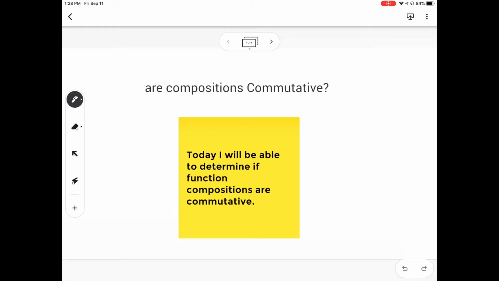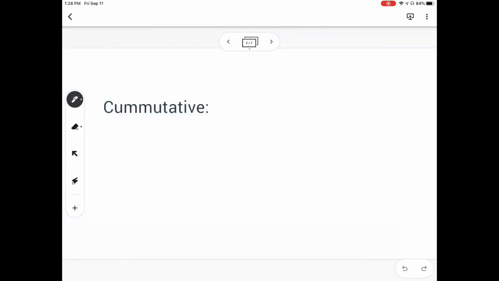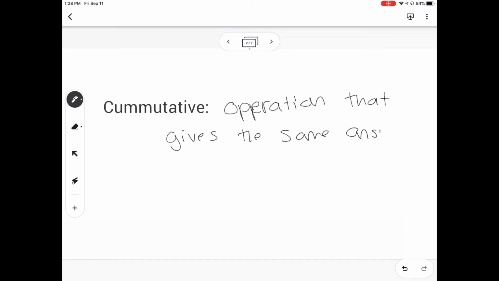In today's lessons, we're going to talk about how to tell if compositions are commutative or not commutative. So first, the word commutative just means that it is an operation that gives the same answer if the order is reversed.